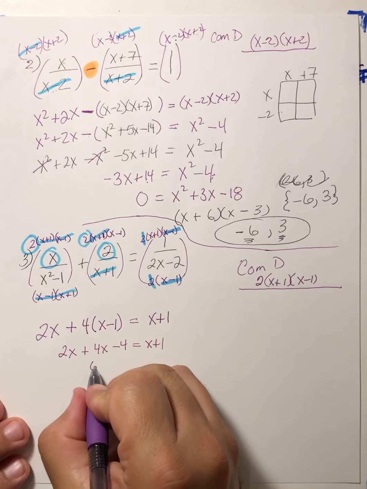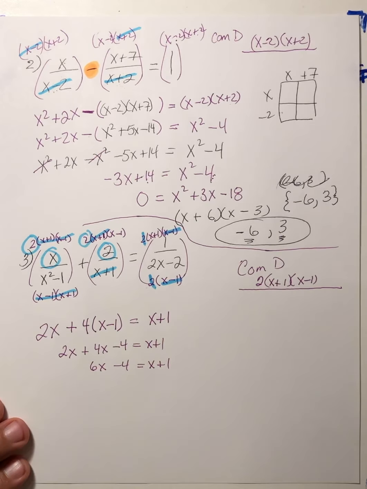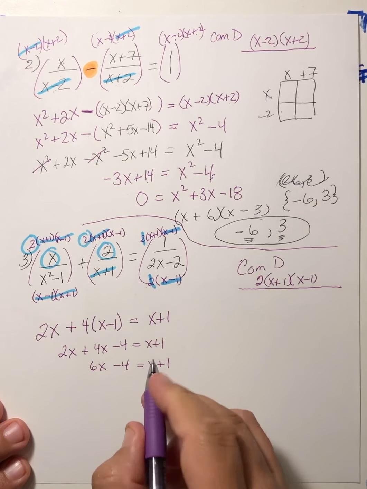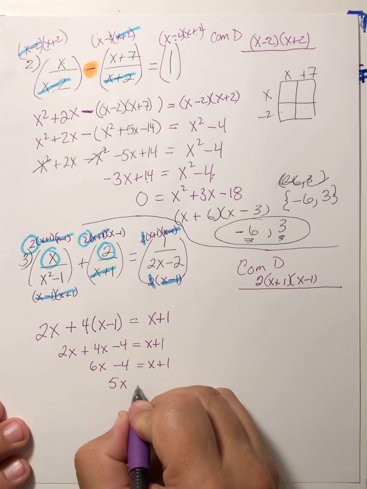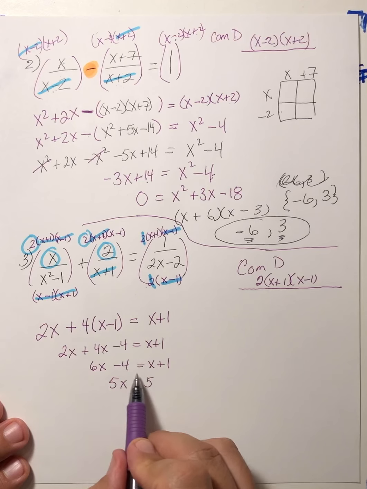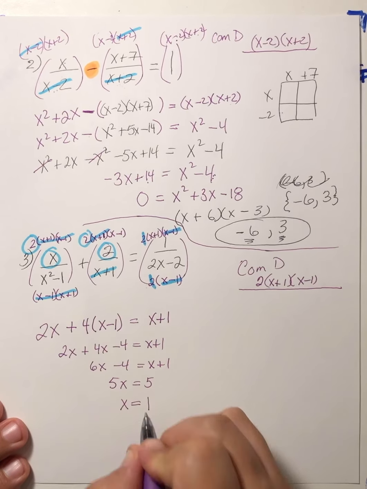Let me combine those. All right, you guys are in pre-calc. I'm going to do this in one step. I'm going to subtract x to the left. I'm going to add 4 to the right. So I have a 5x equals 5. So I subtracted x to the left, added 4 to the right. So that means x equals 1.